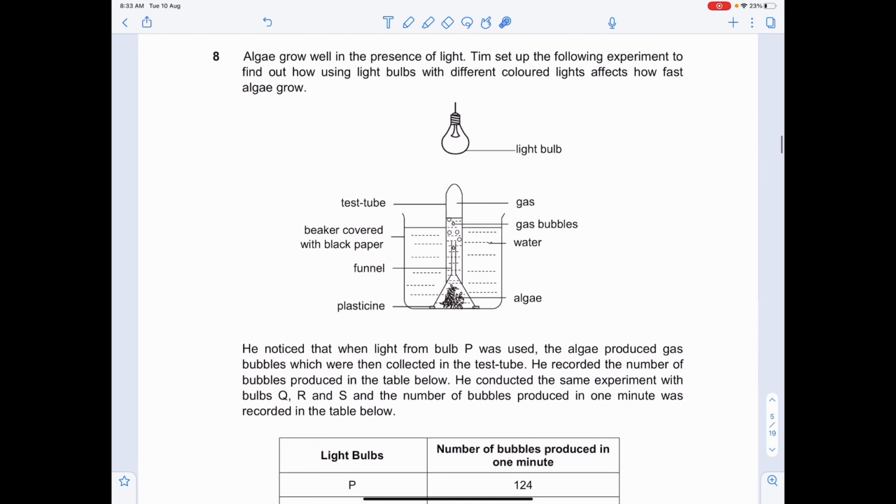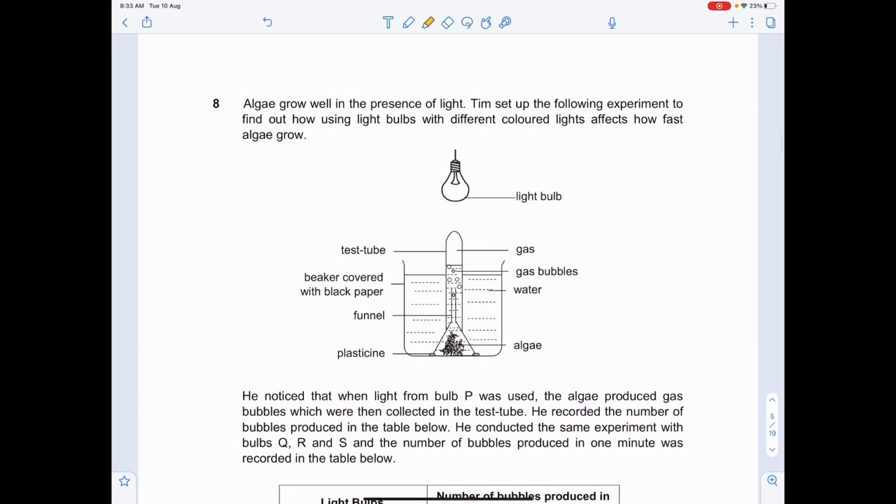Moving on to 8. Algae grow well in the presence of light. So first thing I noticed, algae is a type of plant. Okay, grow well in the presence of light because of photosynthesis. Continuing, a team set up the following experiment to find out how using light bulbs with different colored lights affect how fast algae grow. So this signals to me that it's an experimental question. I always label my changed variable and my measured variable.